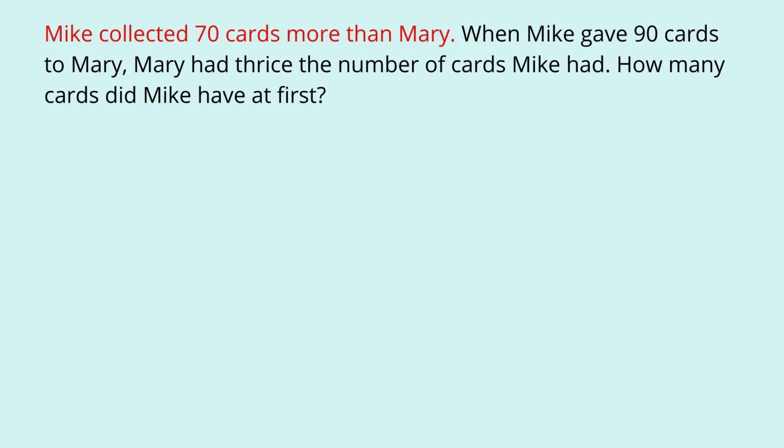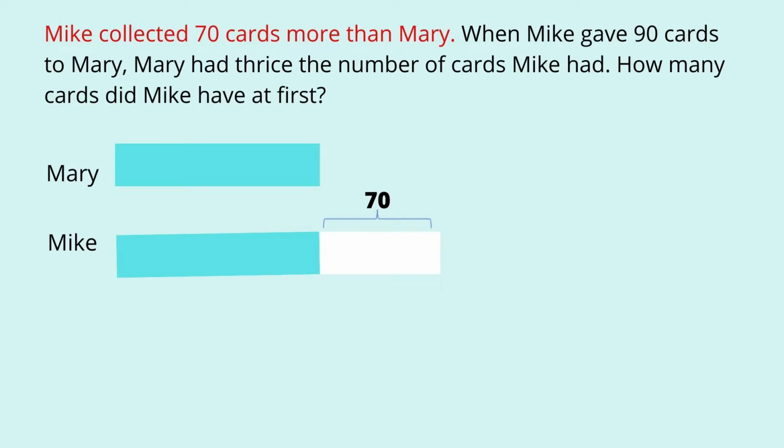From this sentence, it is not difficult to tell that we need to draw a comparison model to show the relationship between Mike and Mary. Correct? Then, who has more cards? Mike, right? Then, we first draw a bar for Mary. Then, we draw a longer one for Mike.